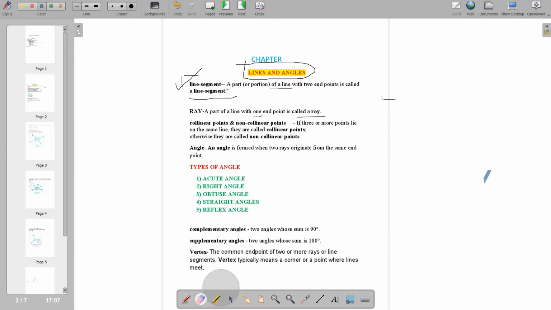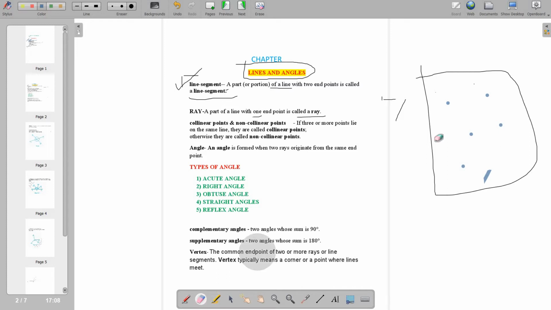And what are non-collinear points? This is an important thing. Non-collinear points are points on the plane surface that do not lie on the same line. This is called non-collinear points.